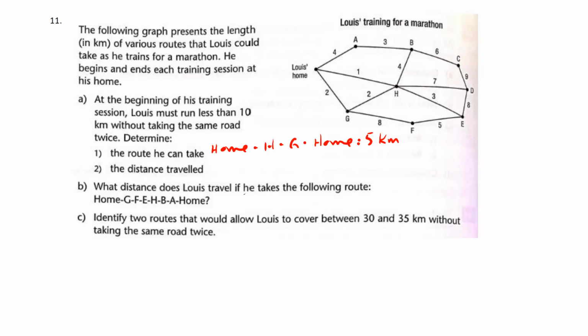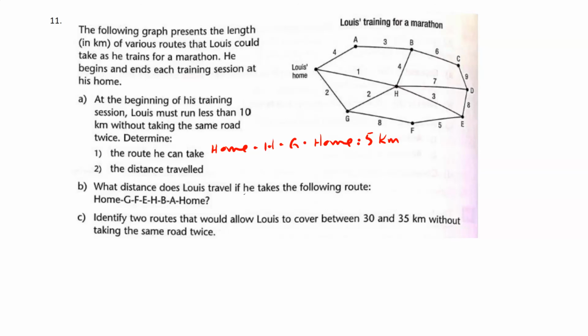We can investigate whether there's another possible solution. We could go from Louis' home to H and then keep going out to E. So we're now at 1 plus 3 is 4, plus 5 is 9, but now we're still too far out, so that doesn't give us a solution. So it looks like the home to H to G and back to home is the only solution that'll keep us under 10 kilometers.